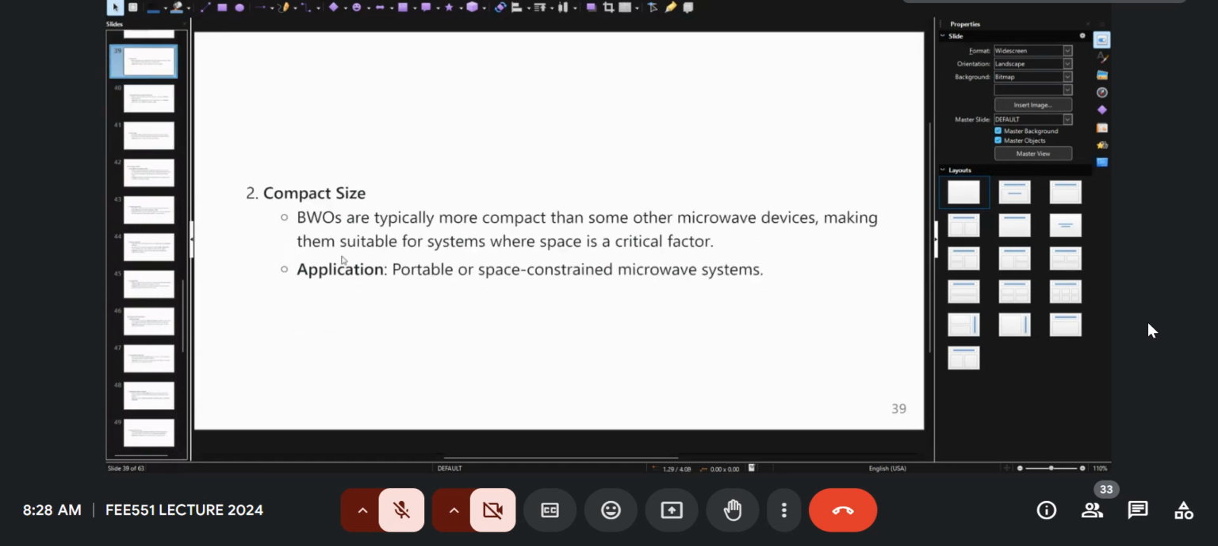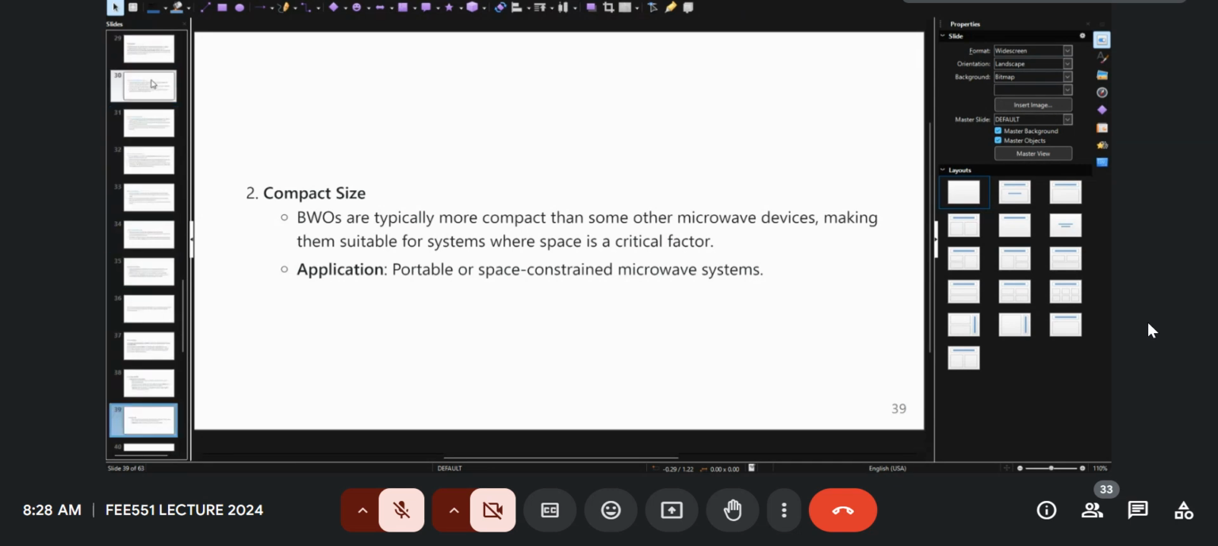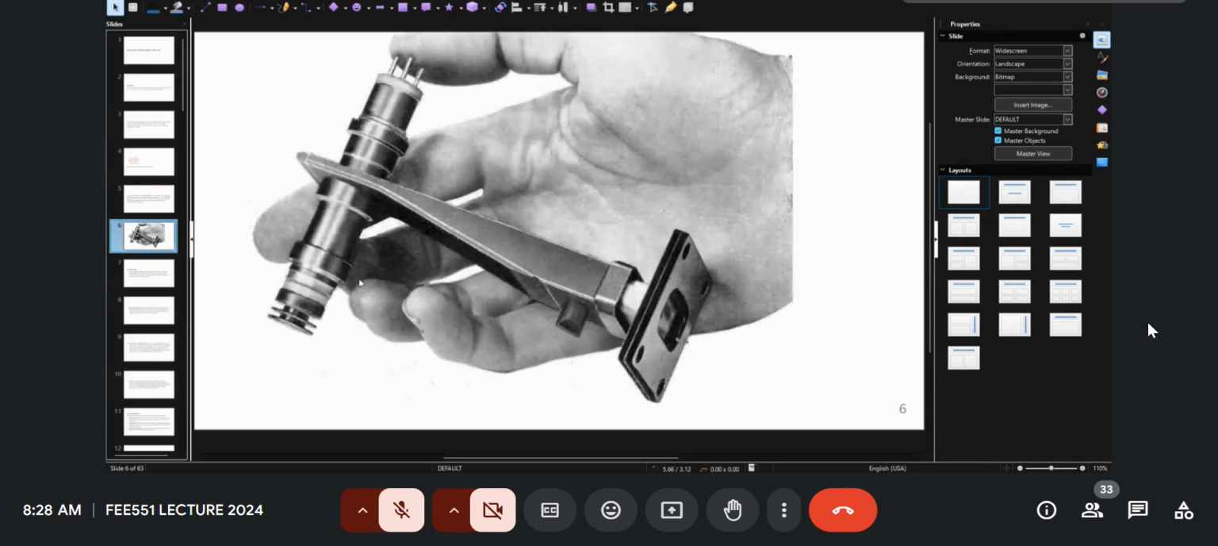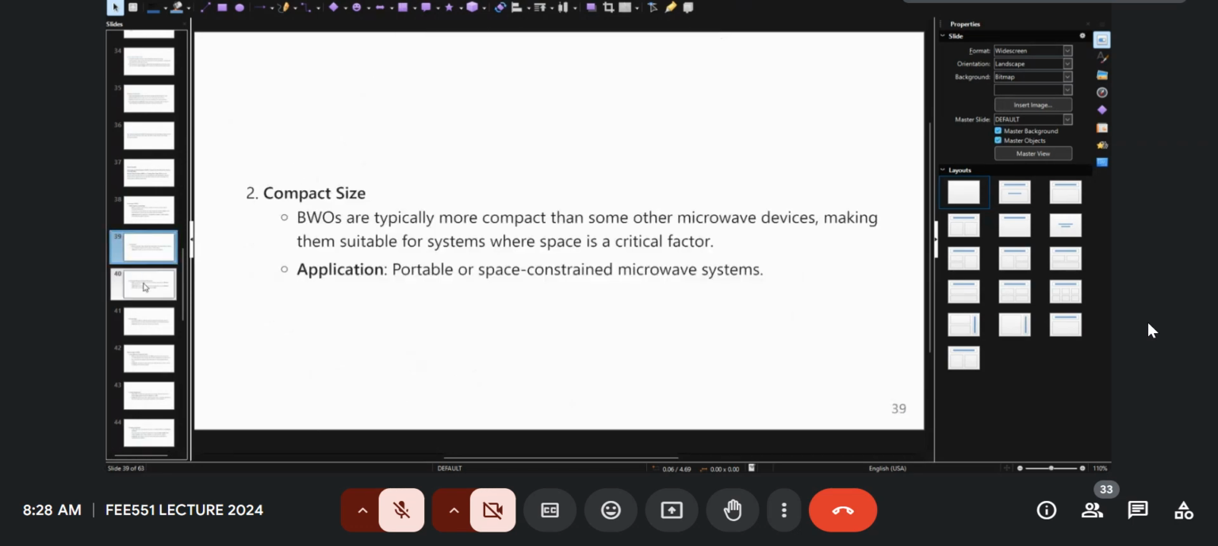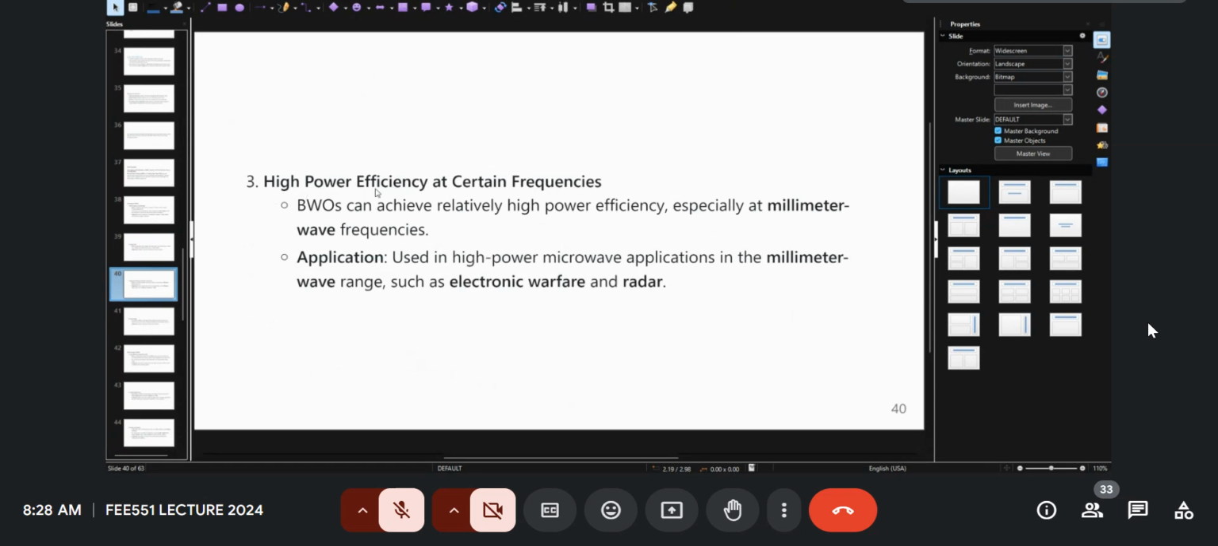Yeah, the compact size that it has. You remember the one we looked at earlier, that could be held in the hand, the O-type BWO. You can remember that its compact size serves also as its advantage. So portability, space. And high power at certain frequencies, you find that is also useful.